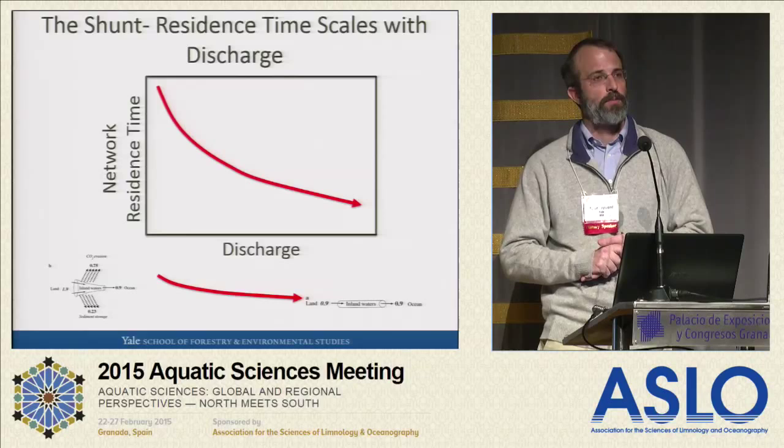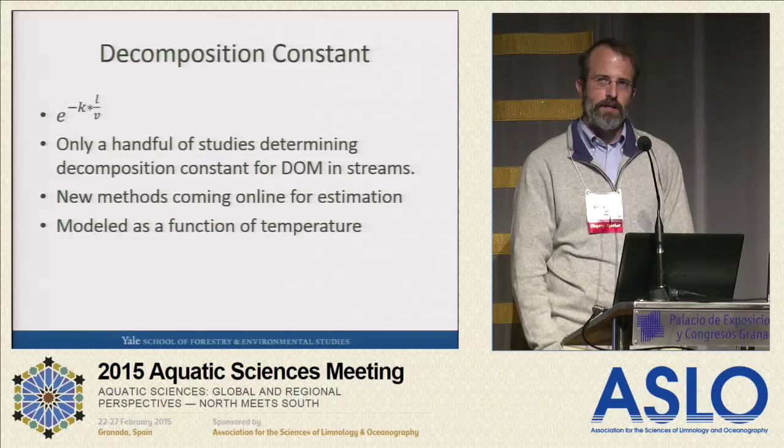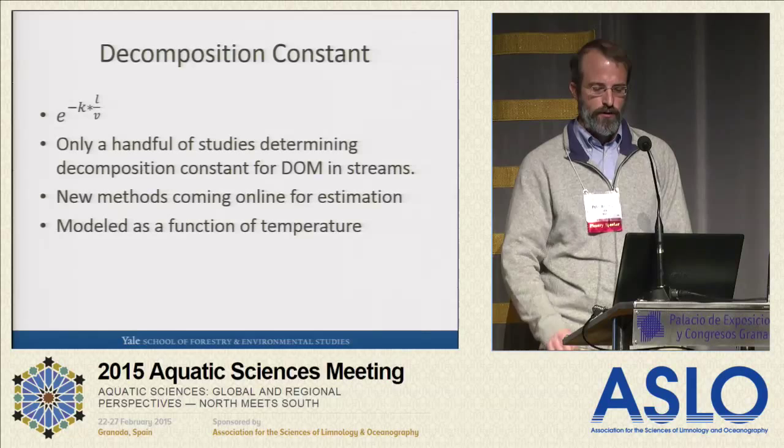And the question is, how does this work out over the course of a year? Decomposition constant, there's only a handful of studies. There are new methods, and people are approaching this from different ways, and there's been a couple of good talks on it this week. We chose a decomposition constant from the literature and modeled it as a function of temperature, just assigning it a simple Q10.